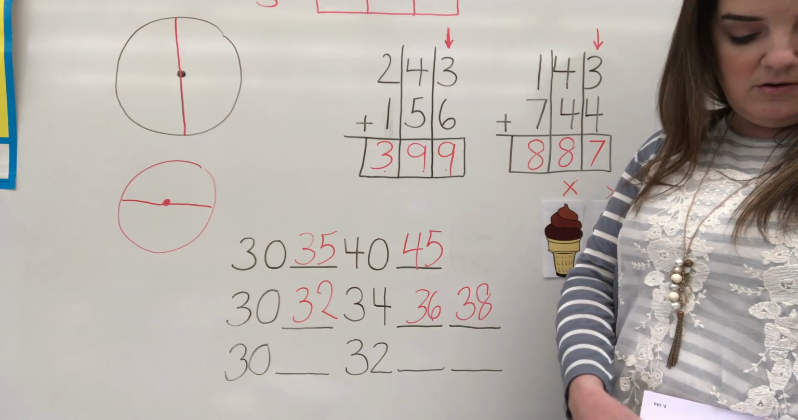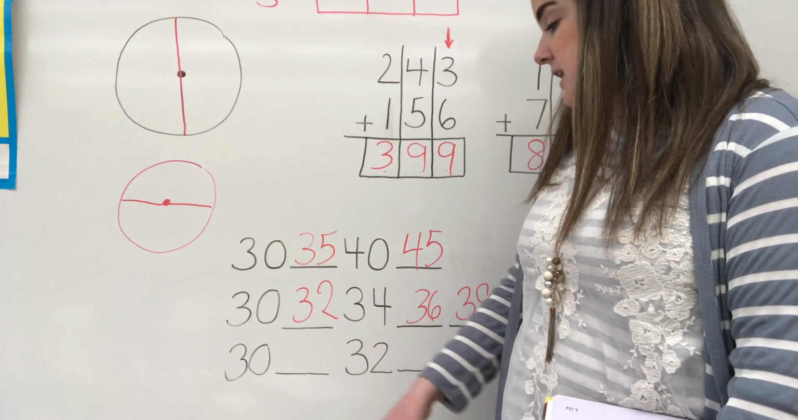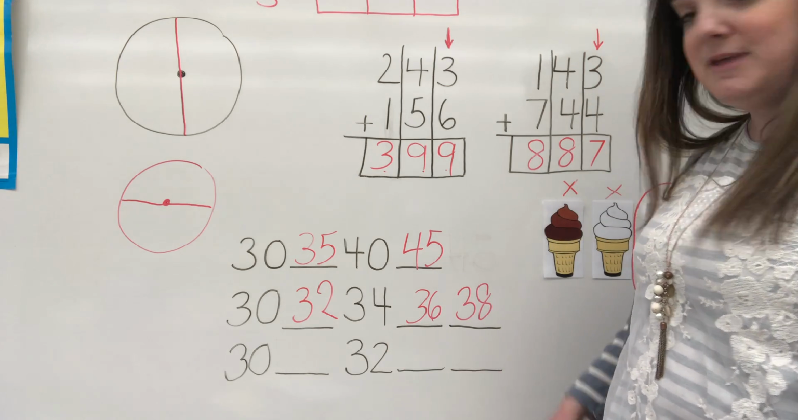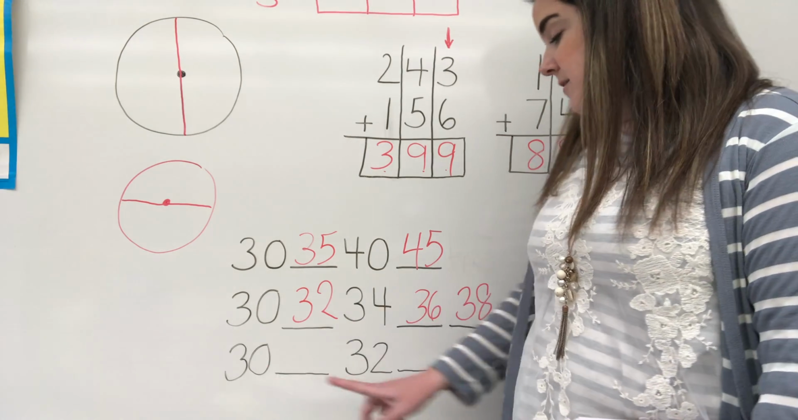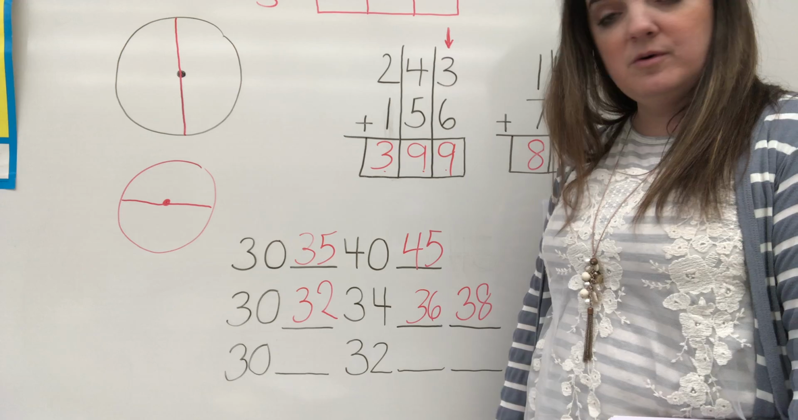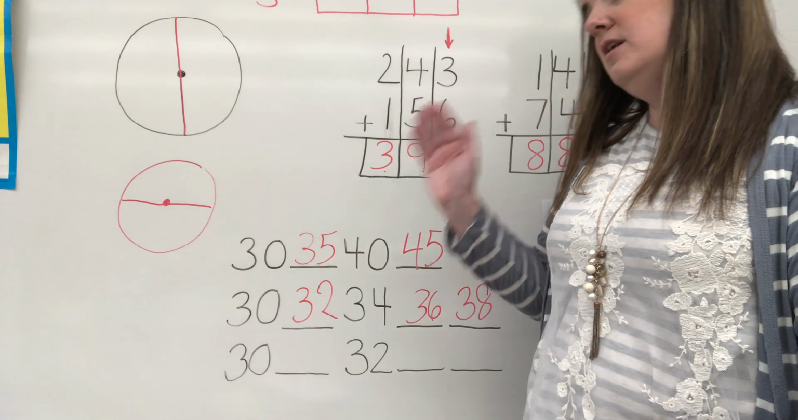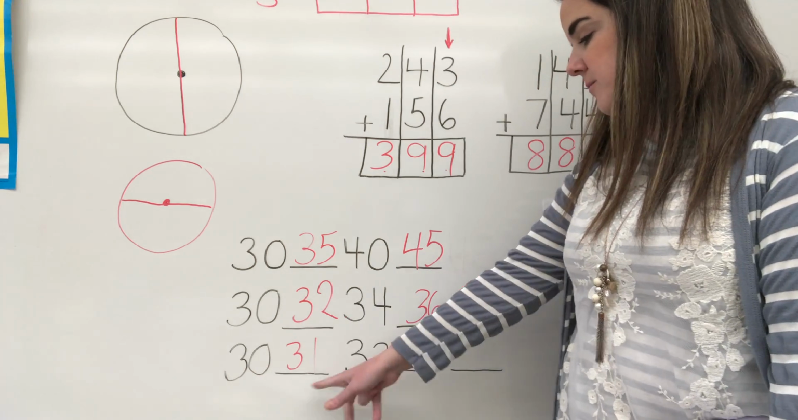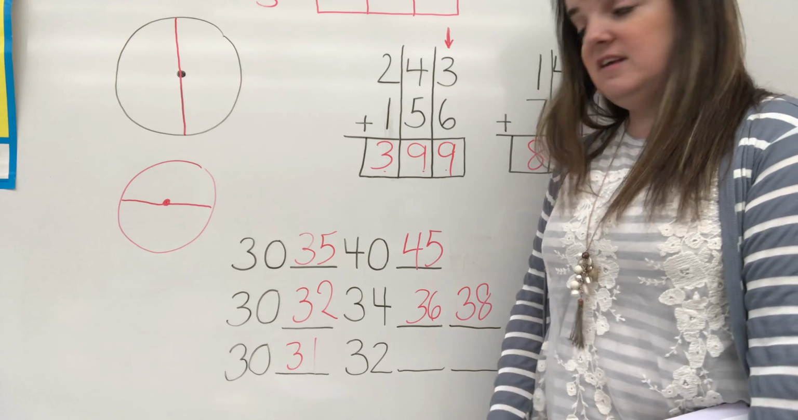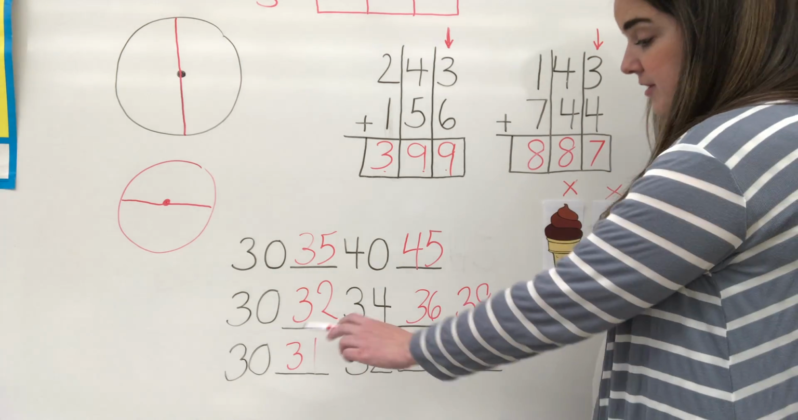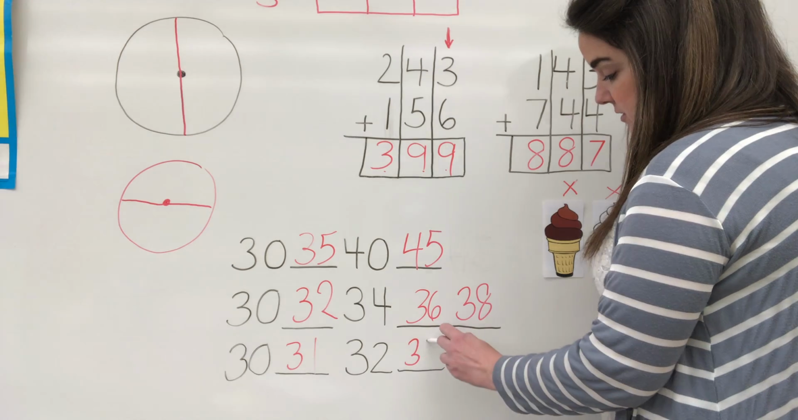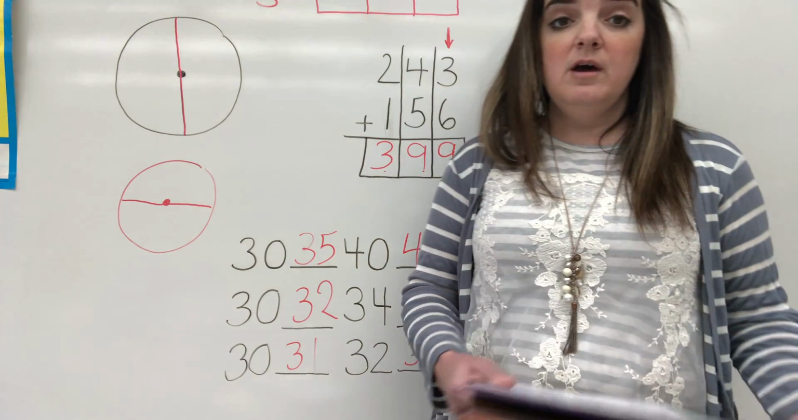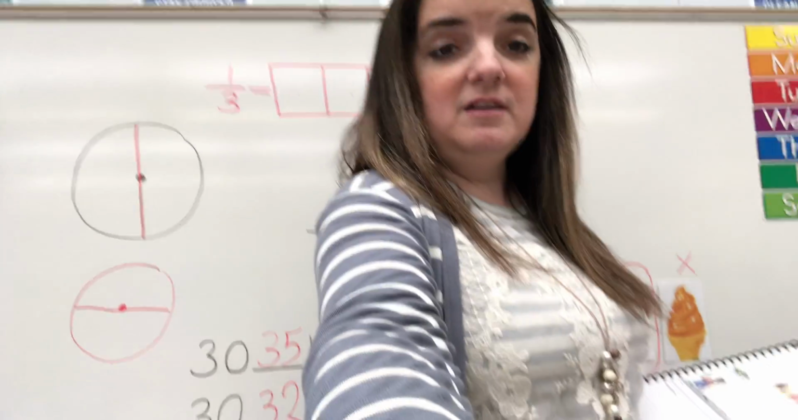And then the next row underneath that one, we have 30, a blank, and 32, and then a blank number and another blank number. How many are missing from 30 to 32? 30, 31, let's try 31. 30, 31, 32, is that correct? Yes, it's correct. So we're counting by 1. We have 30, 31, 32, 33, and 34, and so on and so forth. Go ahead and fill in the rest of those missing numbers.